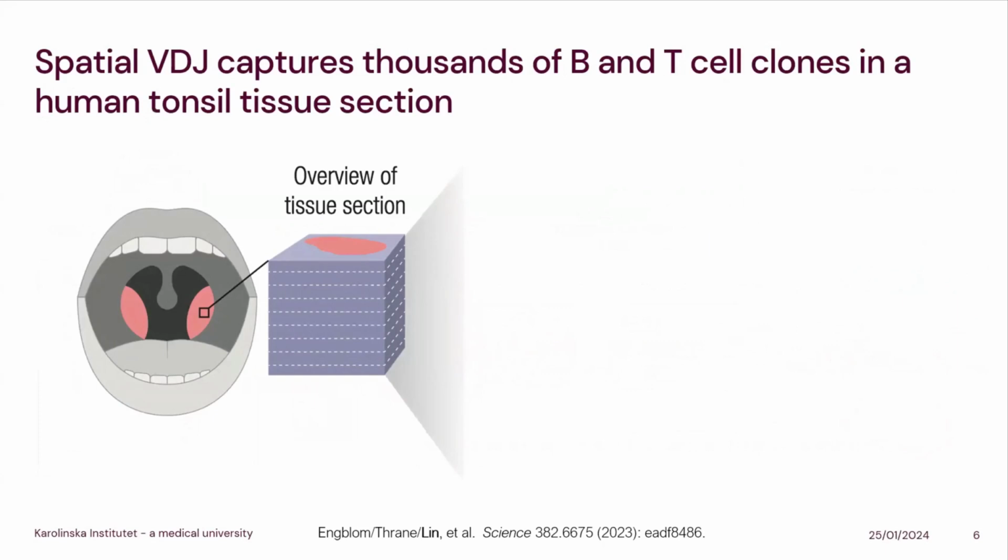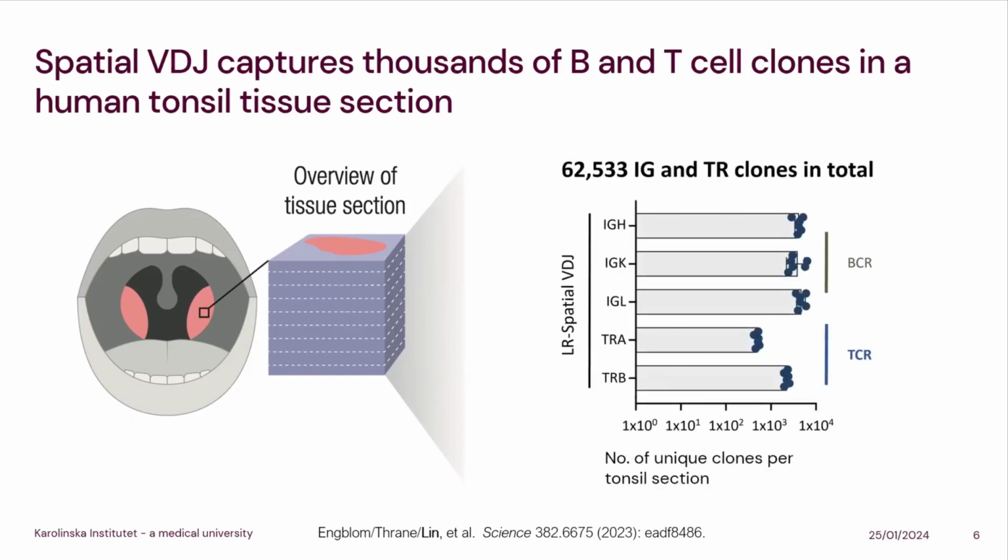So we took the human tonsil and had 6 sections, and we prepared the Visium libraries, and we did the spatial VDJ experiment and the sequencing. Because individual spots might have multiple cells, the clone we define here is not a paired receptor, but individual receptors. Out of 6 sections, we have more than 62,000 Ig and TR clones in total, a lot of BCRs and slightly fewer TCRs, especially for the TR alpha due to technical challenges. But we recovered those clones from all the 6 sections.